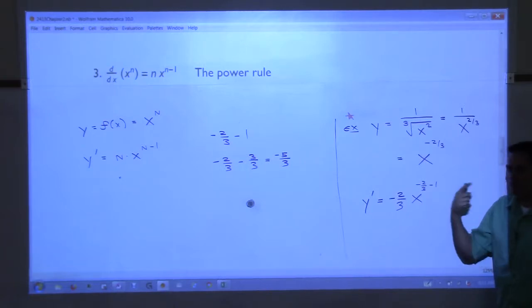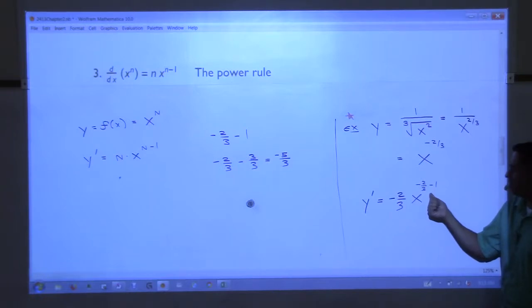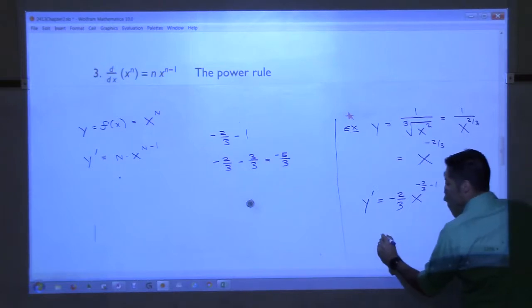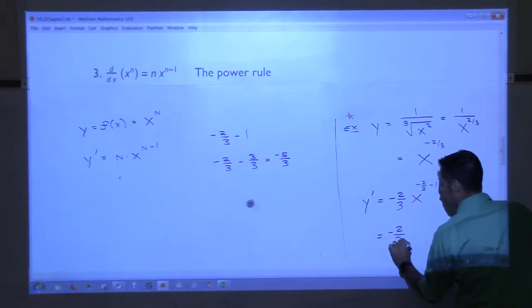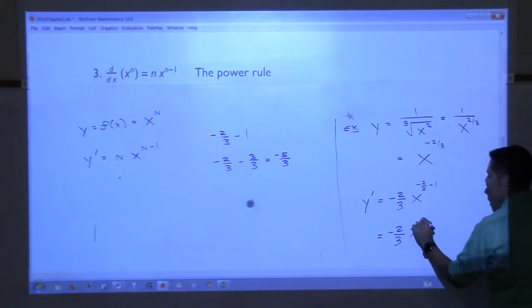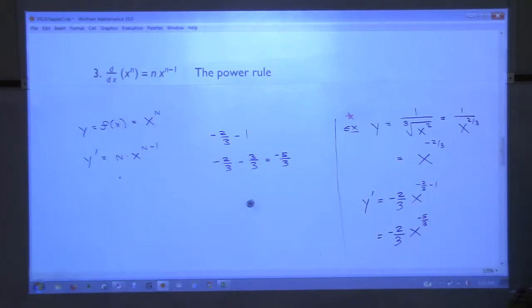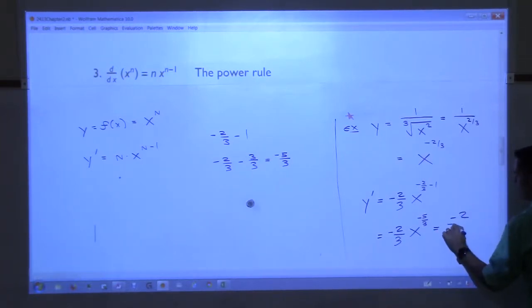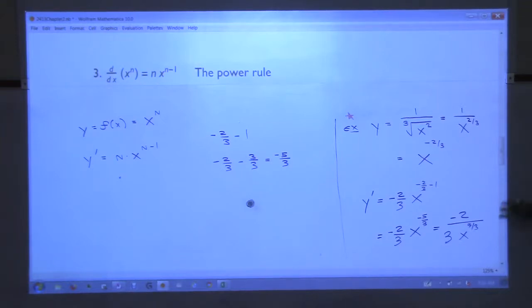But as you do more and more of this, as you're forced to do this, you're going to get better and better at doing this in your head. It's just going to come with time. All right. So this is going to be negative 2/3 x to the negative 5/3. All right, let's keep going. This is the same as negative 2 over 3 x to the positive 5/3, isn't it? So dropping this down, let's rewrite this in radical notation.